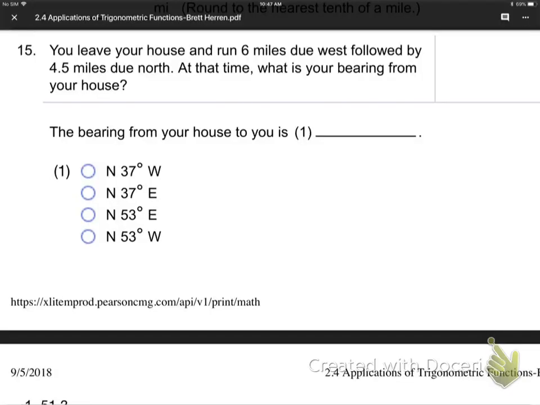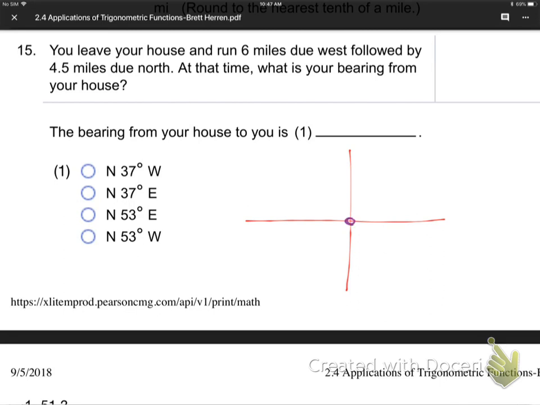Let's try number 15. You leave your house and run 6 miles due west, followed by 4.5 miles due north. Due means straight, right? At that time, what's your bearing from your house? We've got 3 minutes.